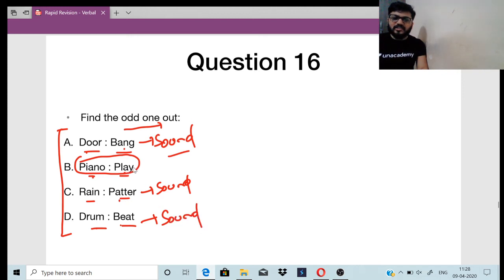Whereas piano, the sound is not to play. What is the sound of piano? Piano ka sound kya hai? Is play the sound of piano? It is no. So option B is the odd one out.